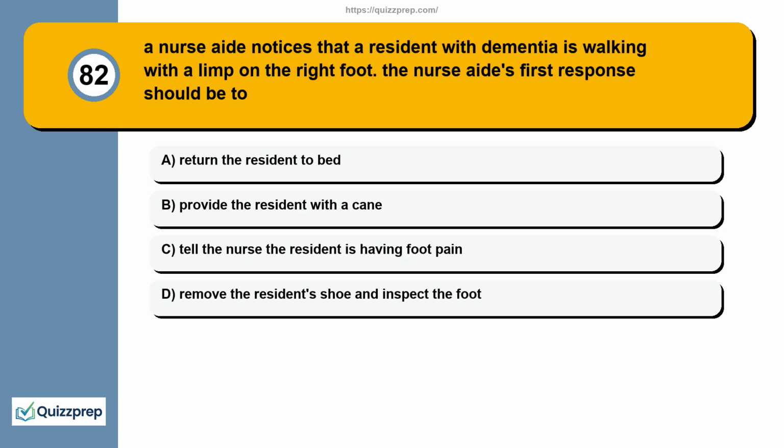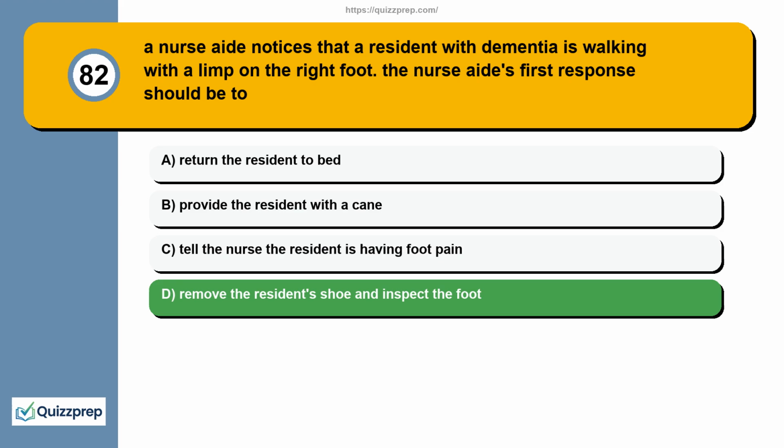Question 82. A nurse aide notices that a resident with dementia is walking with a limp on the right foot. The nurse aide's first response should be to: Option A, return the resident to bed. Option B, provide the resident with a cane. Option C, tell the nurse the resident is having foot pain. Option D, remove the resident's shoe and inspect the foot. The correct answer is option D, remove the resident's shoe and inspect the foot.